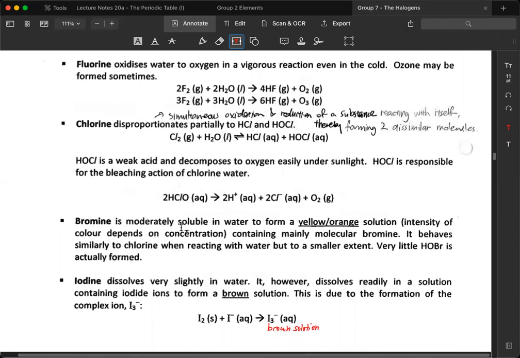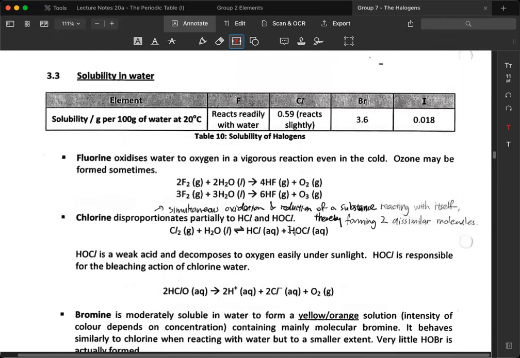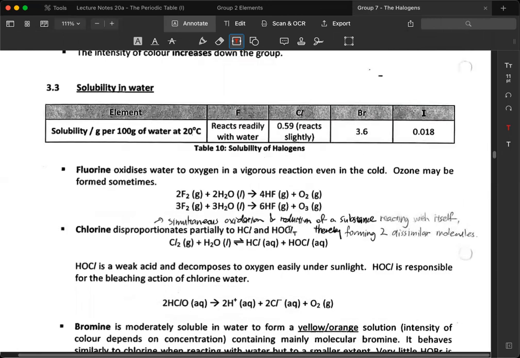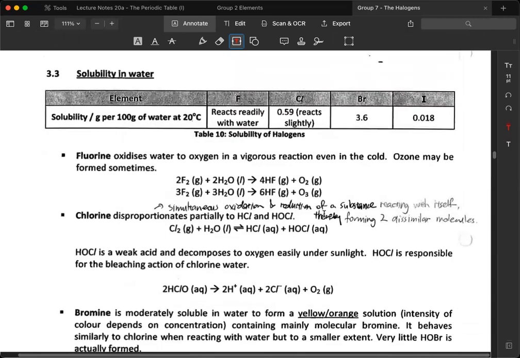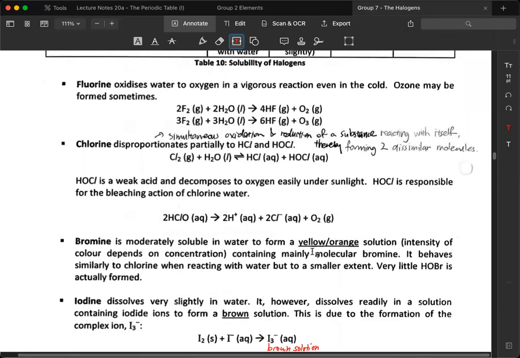Bromine is moderately soluble in water to form a yellow-orange solution.